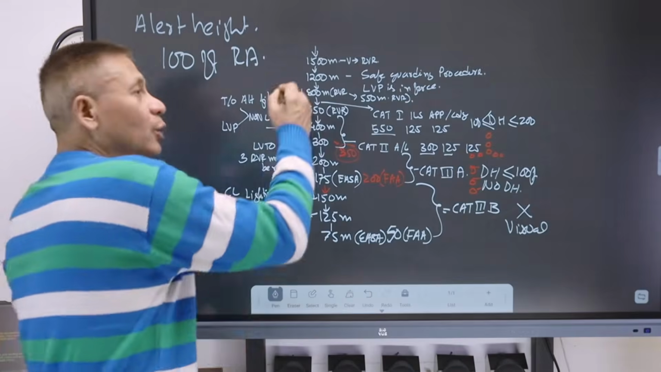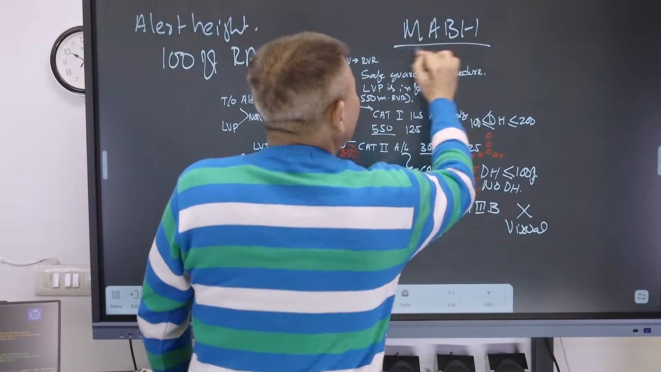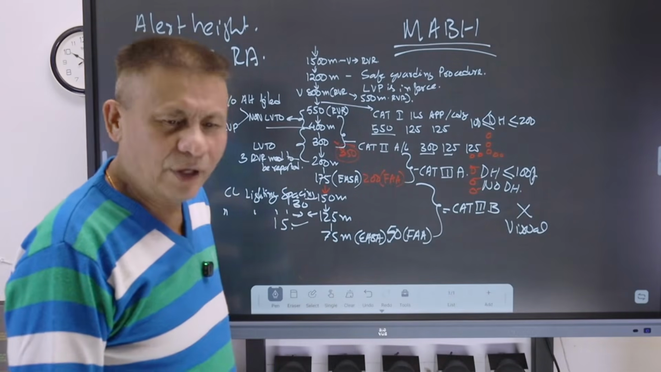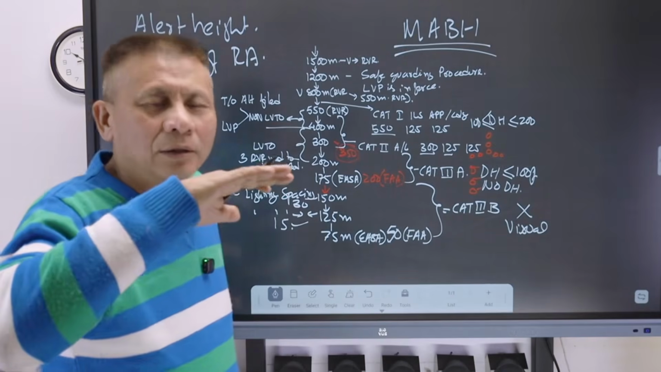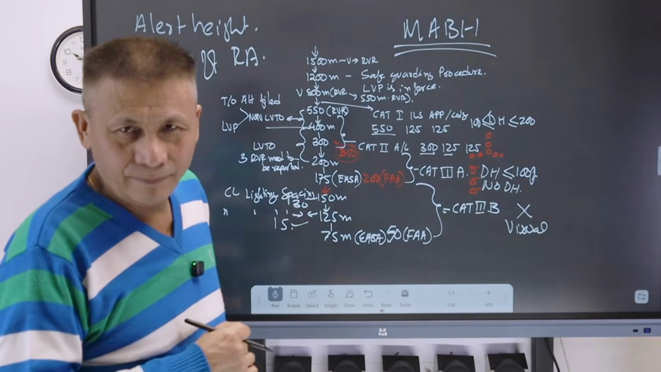Apart from this height, you would have come across MABH, that is the minimum break-off height. The minimum break-off height is that height at or above which, if you go around, there are no chances for your aircraft touching down onto the runway.